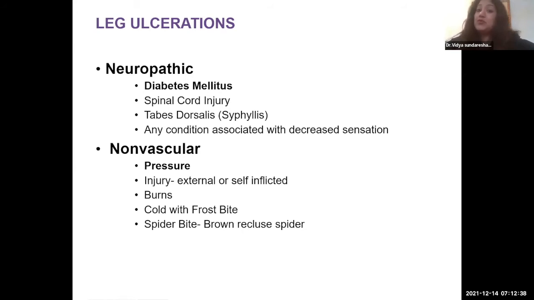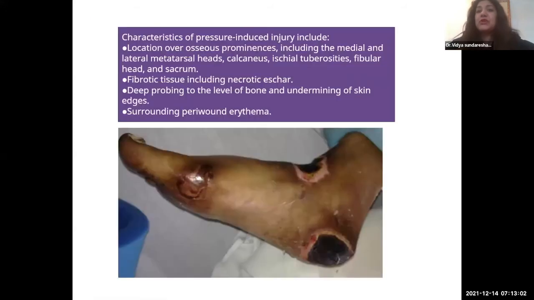Non-vascular pressure wounds are top there, and patients who are not able to have good motor strength, they're debilitated, lying in bed for a long time. So pressure wounds you see often in these patients. Burns, cold with frostbite, spider bites. You can see pressure wounds associated with these as well. So some of the characteristics of pressure-induced injuries.